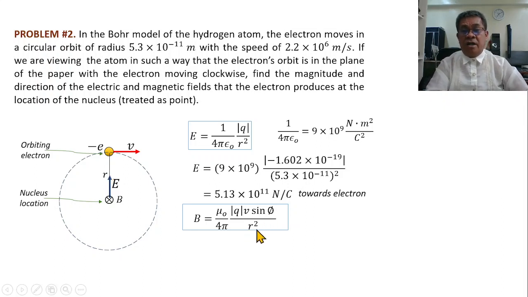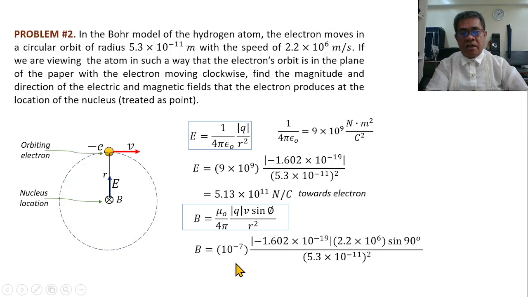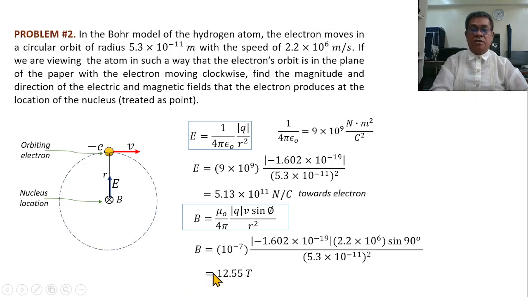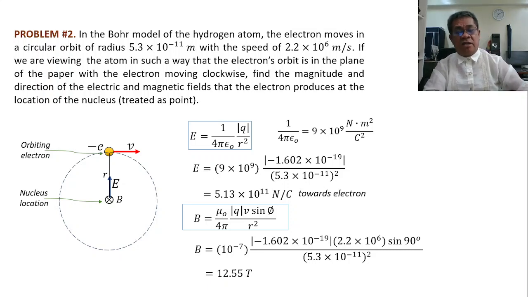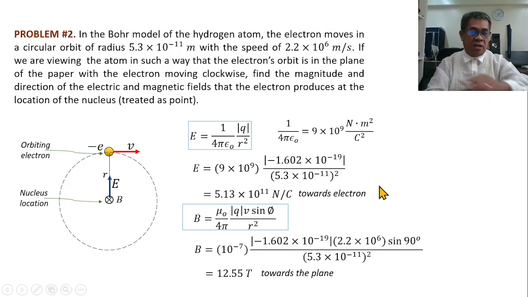Divide by r, and r is equal to 5.3 times 10 raised to negative 11. Substitute everything. Again, this is the magnetic constant, the charge's absolute value, disregarding the negative, 2.2 times 10 raised to 6 for the velocity. Sine of 90 is 1, divided by 5.3 times 10 raised to negative 11, squared. Then simplify, and the answer is 12.55 tesla. This is the magnitude. For the direction, we use the right-hand rule. While the electron travels around the circle, the magnetic field is always directed into the plane.